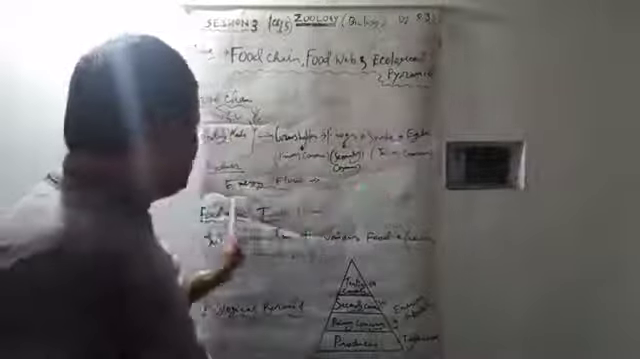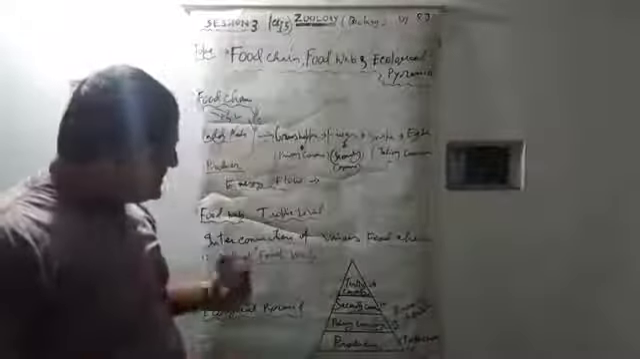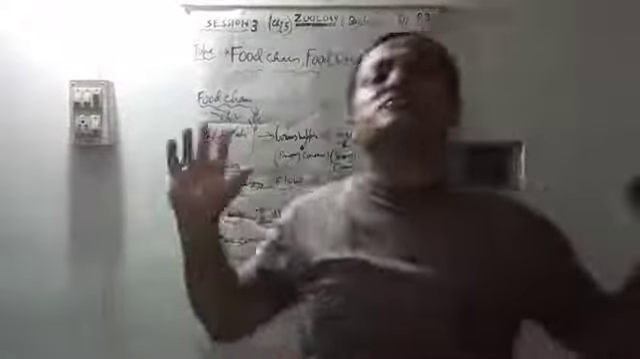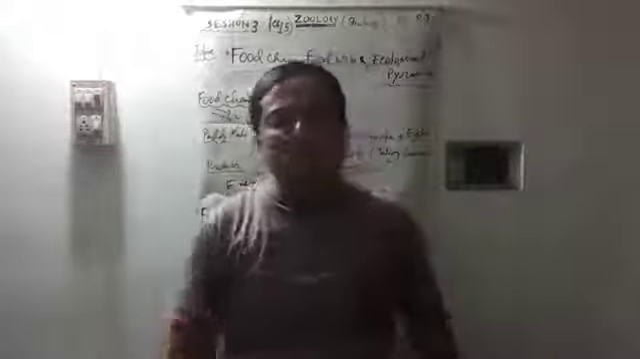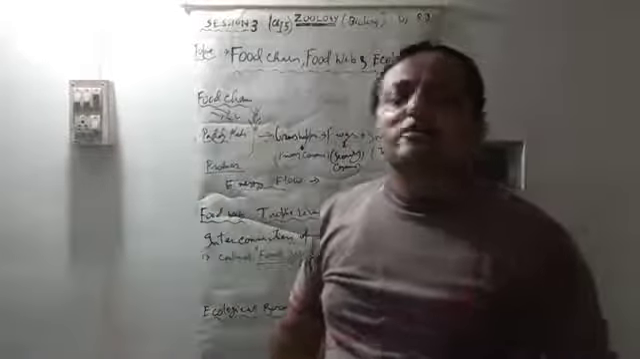Okay, you see food chain here, and food web, and in them what is going on? Energy flow is going on. That means a food web is an interconnection between various food chains. Interconnection is called a food web. Now lastly, you see what an ecological pyramid is.